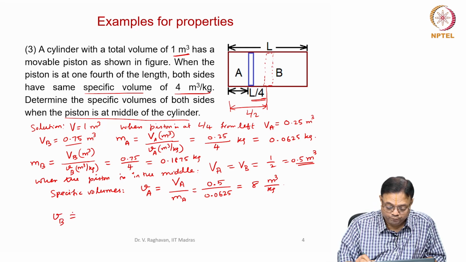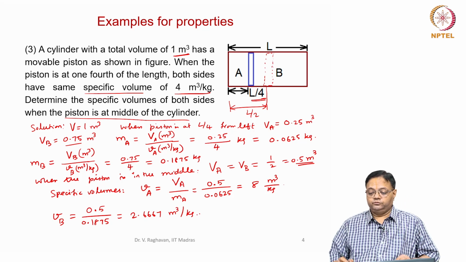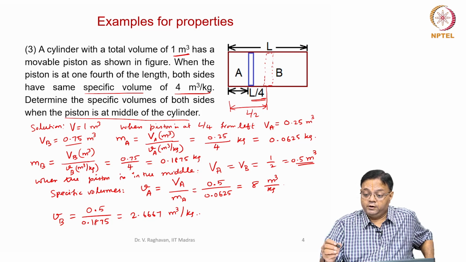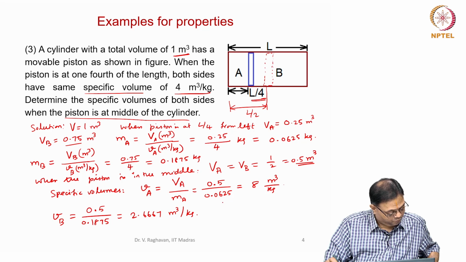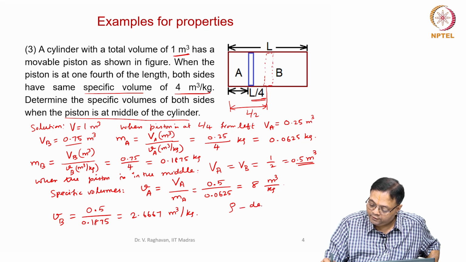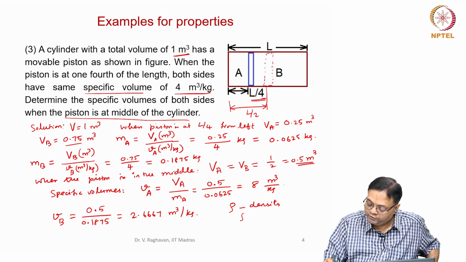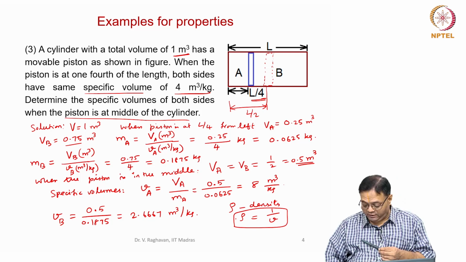Similarly, vB equal to 0.5 total volume divided by 0.1875, which is 2.6667 meter cube per kg. So, you can see that depending upon the mass and the volume, the specific volume will change. Okay, density. So, if rho is the density, density will be equal to 1 by specific volume. So, that is another example on properties.